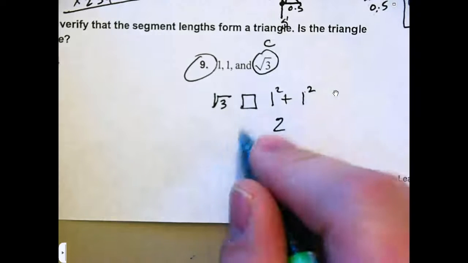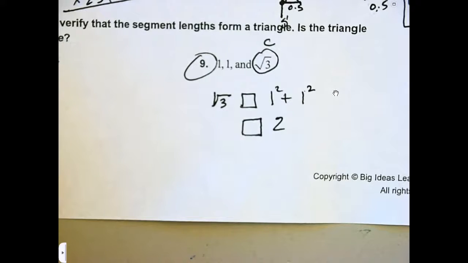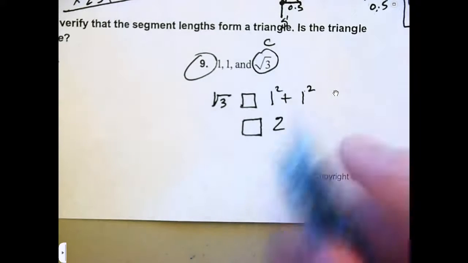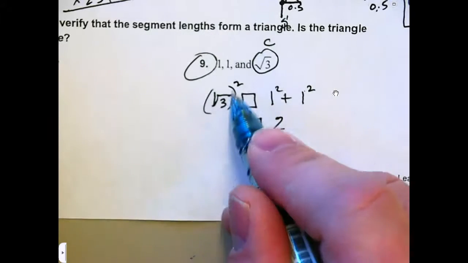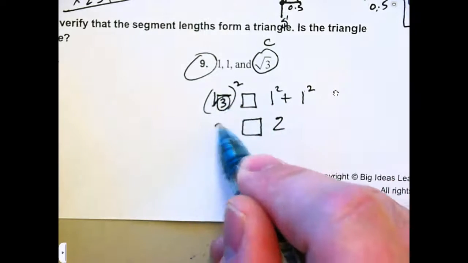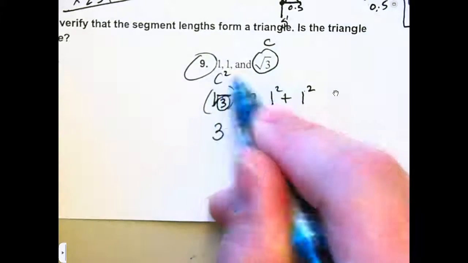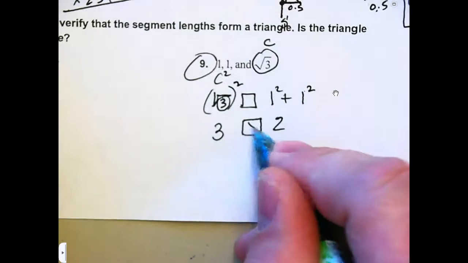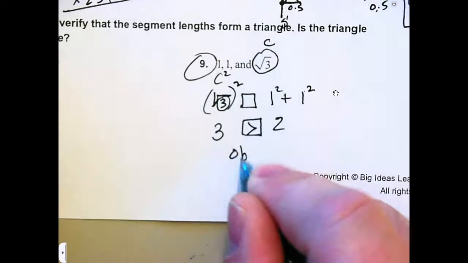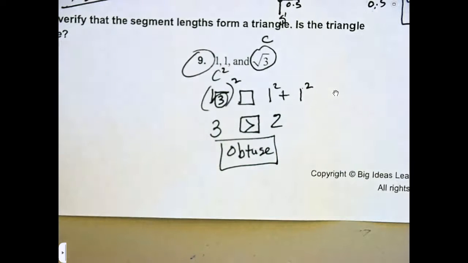All right. Hopefully we did not use our calculators there. And root 3 times root 3. Anytime you multiply a root by itself, you get the thing that is inside the root. So, this is c squared. Is c squared greater, less, or equal? Greater. Therefore it is obtuse. Pretty cool stuff. Hey, good job. Good participation.